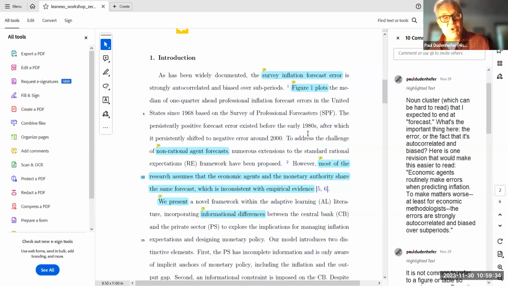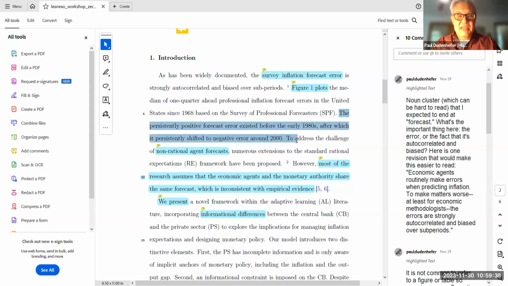But what wasn't clear to me was whether this sentence I'm highlighting right here was telling me what the figure was showing me, or was just a statement independent of the figure. And so to make it crystal clear that this is what the figure is showing, I would begin this sentence with, as the figure shows.